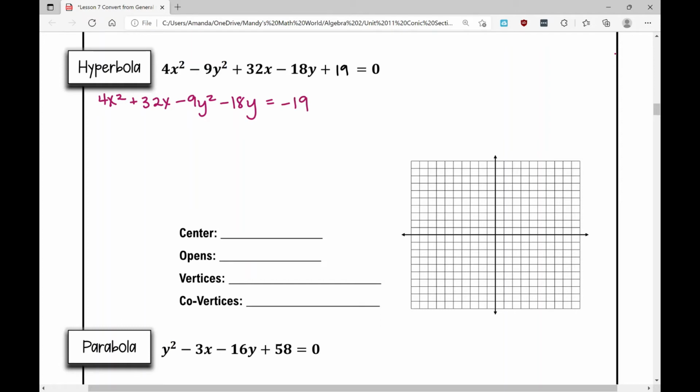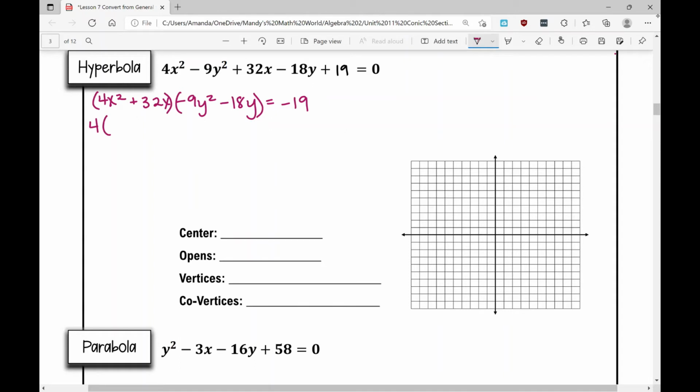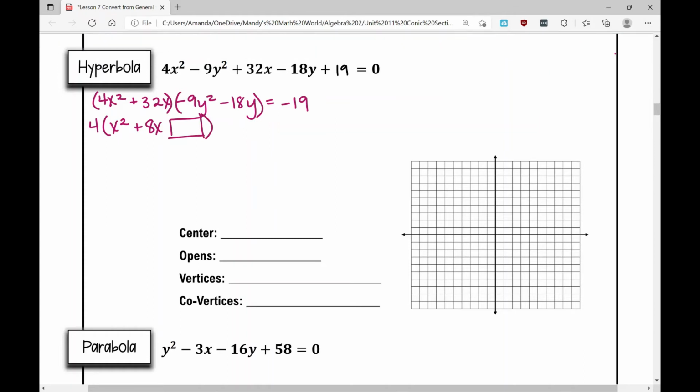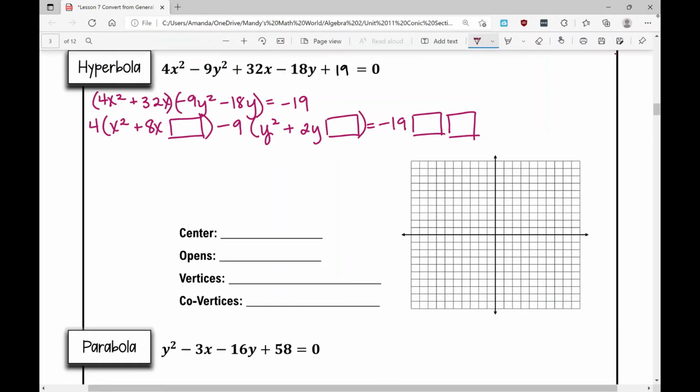Because these squared terms have coefficients other than 1, I'm going to factor out a GCF of my x terms and my y terms. So I'm going to factor out a 4 with the x terms, and I'm left with x squared plus 8x, and I'm going to be adding something in there to complete that square. In this next one, I'm going to factor out a negative 9, and I'm left with y squared plus 2y, and I'm going to be adding something there, equals negative 19, adding something there to complete the square. So I'm kind of combining two steps into one.